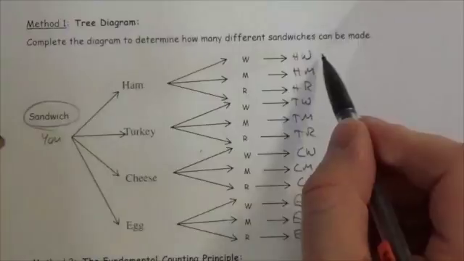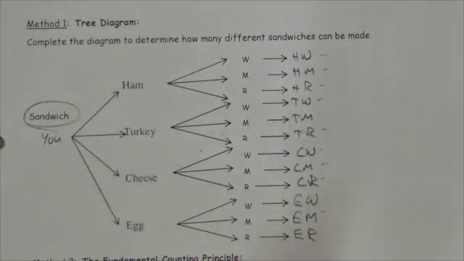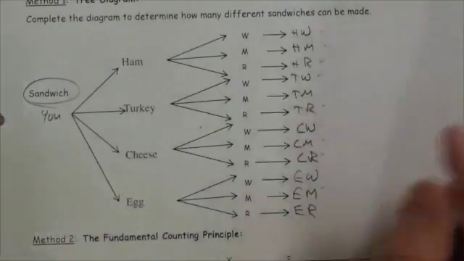Now you can count this all up here. That's 1, 2, 3, 4, 5, 6, 7, 8, 9, 10, 11, 12. So there are 12 different sandwiches that you could create here.